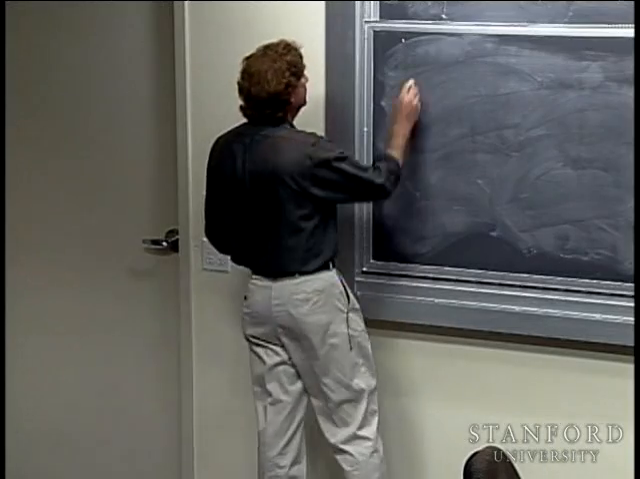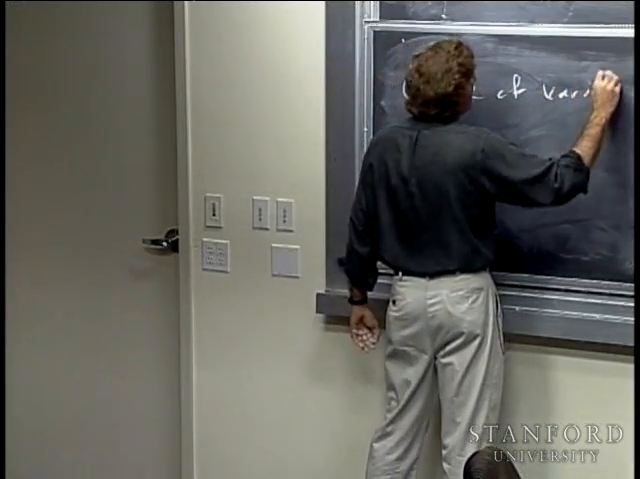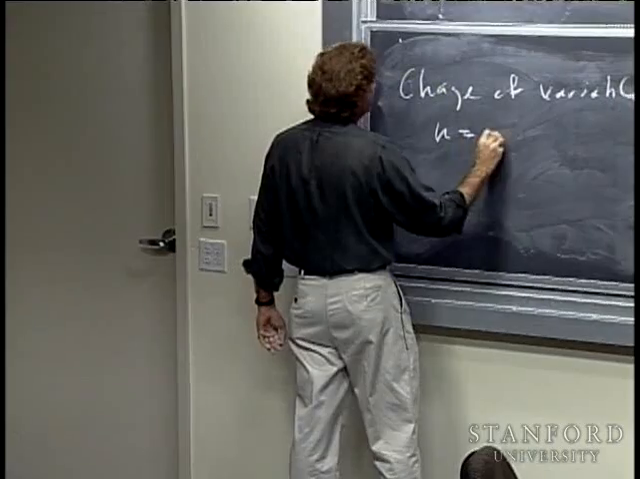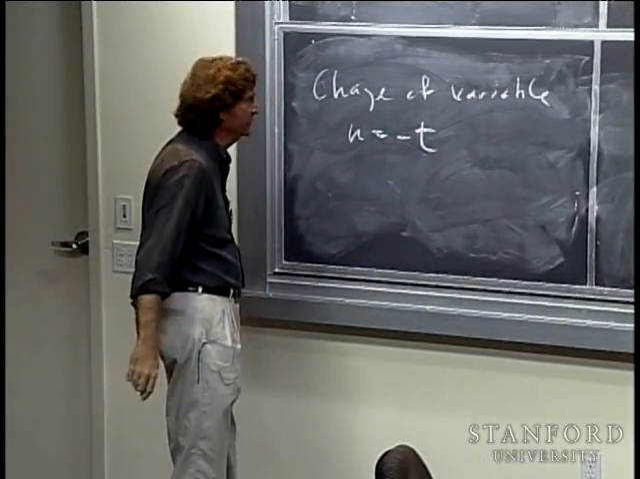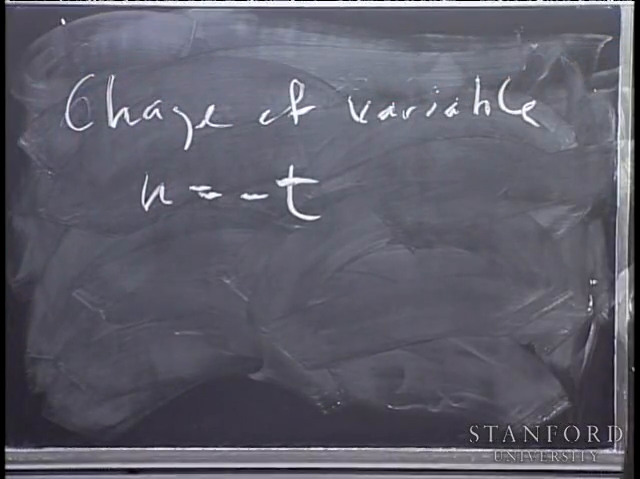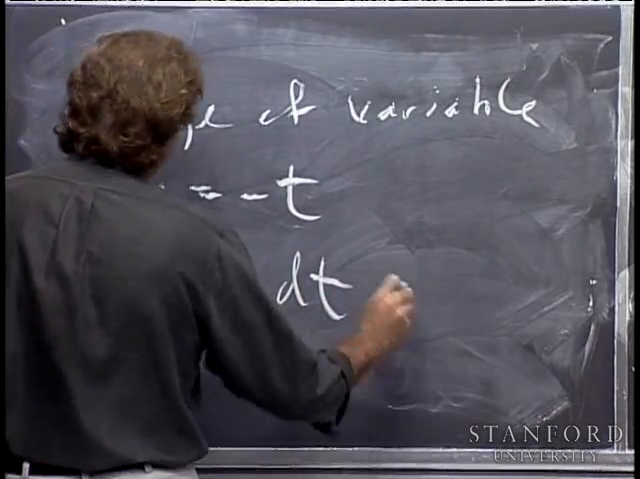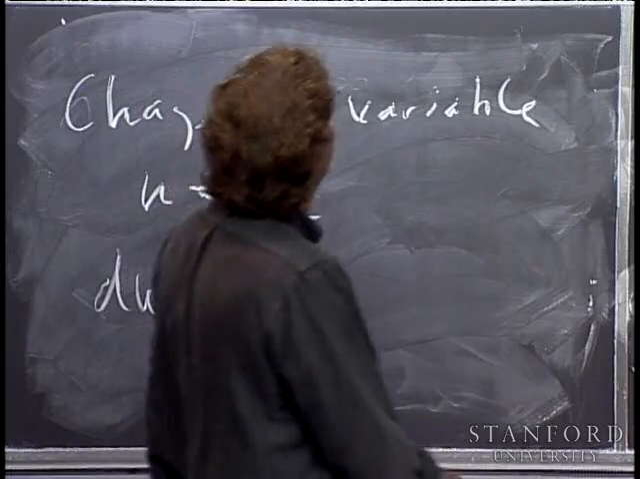I'm going to make a change of variable. I'm going to let u equal minus t. That's sort of the obvious thing to do here, if I want to get rid of this f of minus t. So I'm going to make a change of variable in the integral, u equals minus t, so du is equal to minus dt. Okay, so what happens to the integral?